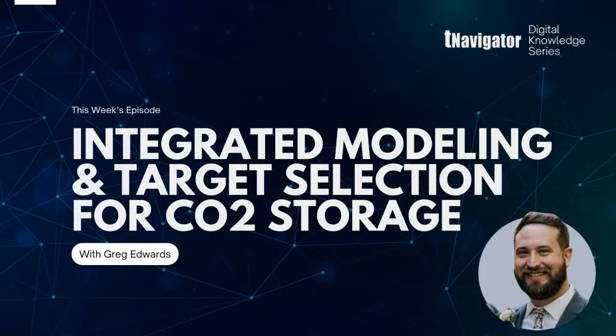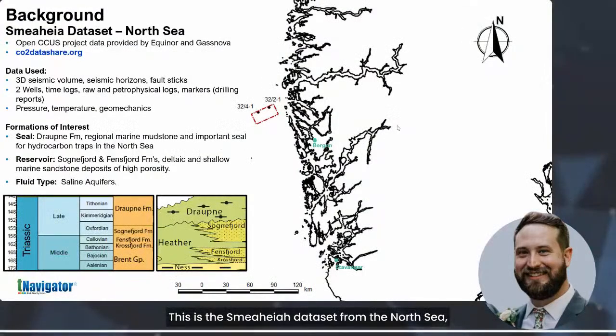So we'll start with just a bit of background on the data set we're going to be using. This is the Smeaheia data set from the North Sea, provided by Equinor and Gassnova. It's an open data set and can be found on co2datashare.org. The data provided includes 3D seismic data, interpretation such as faults and horizons. There are 2 wells with all the time logs required, raw and petrophysical logs, markers and drilling reports, as well as some geomechanical data. There's pressure and temperature data as well.